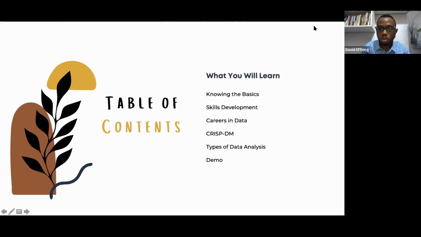All right, so what are we going to be covering in today's session? We're going to be looking at the basics of data analytics. We're also going to be looking at skills development, the required skills you need to develop in the field of data analytics. We're also going to be looking at the careers in data, all the several careers in data. And we're also going to look at scripts, DM, we'll know the meaning when we get there. And then we'll also look at types of data analysis. And we'll also have a demo, a little demonstration using a Kaggle dataset of what the data analysis process is like.